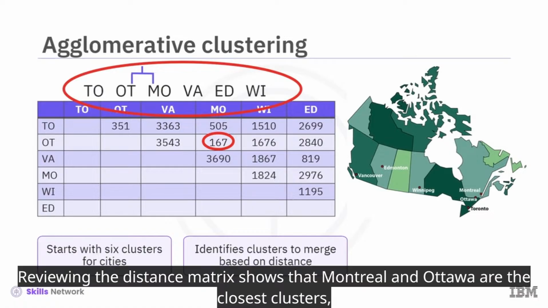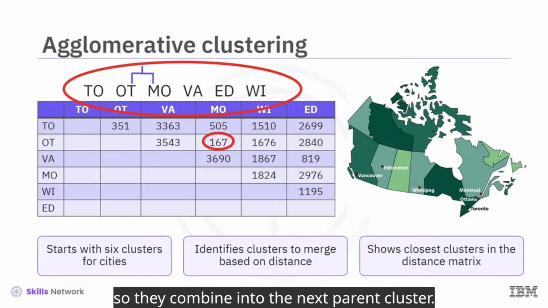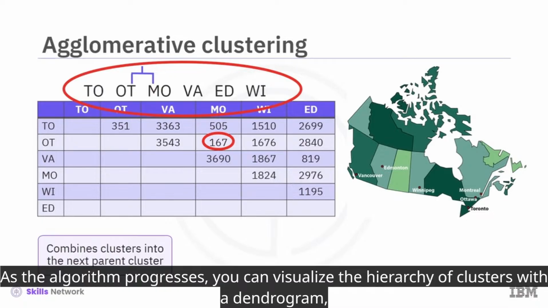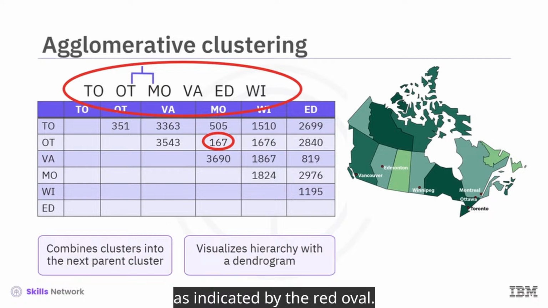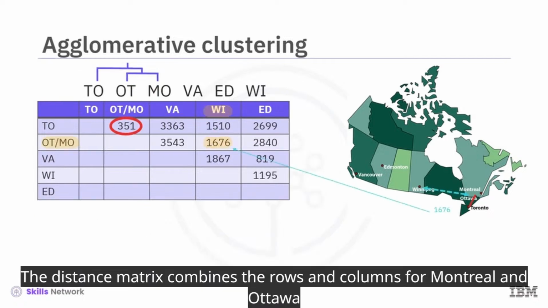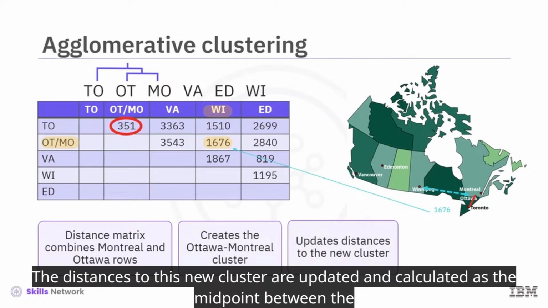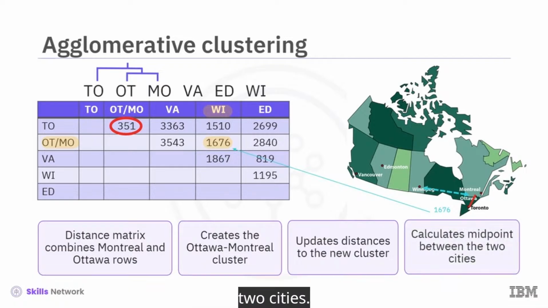Reviewing the distance matrix shows that Montreal and Ottawa are the closest clusters, so they combine into the next parent cluster. As the algorithm progresses, you can visualize the hierarchy of clusters with a dendrogram, as indicated by the red oval. The distance matrix combines the rows and columns for Montreal and Ottawa in the Ottawa-Montreal cluster. The distances to this new cluster are updated and calculated as the midpoint between the 2 cities.